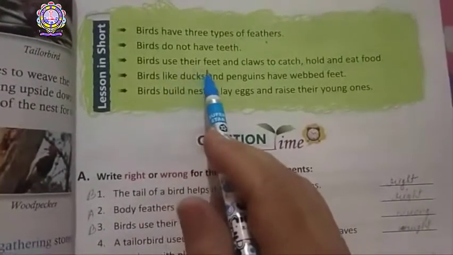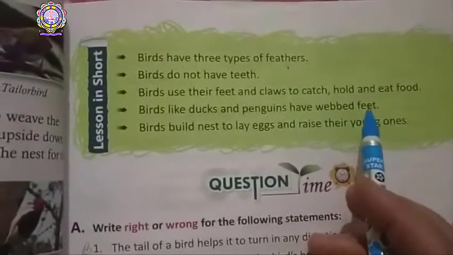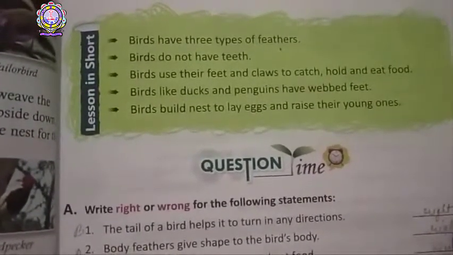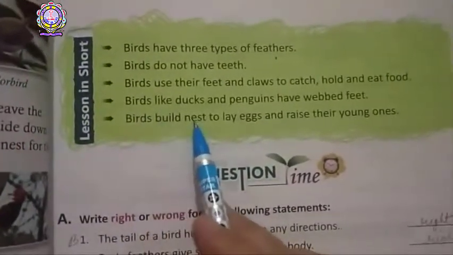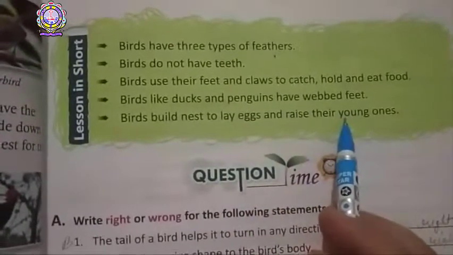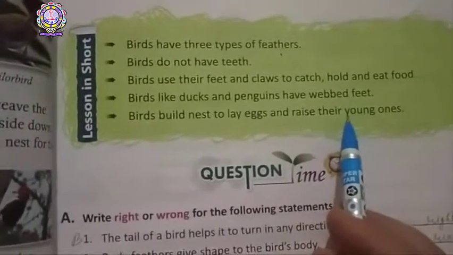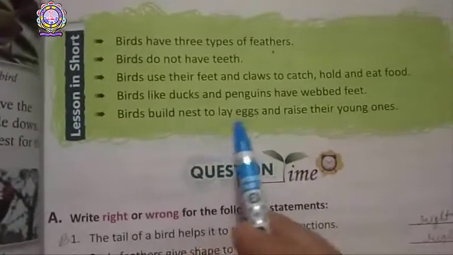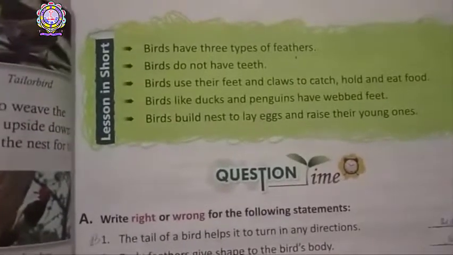Birds use their feet and claws to catch, hold and eat food. Because birds do not have teeth, they use their claws and feet to catch their food. Birds like ducks and penguins have webbed feet. Webbed feet help birds to swim on the water, not in the water. We know that ducks and penguins can float on the water because they have webbed feet.